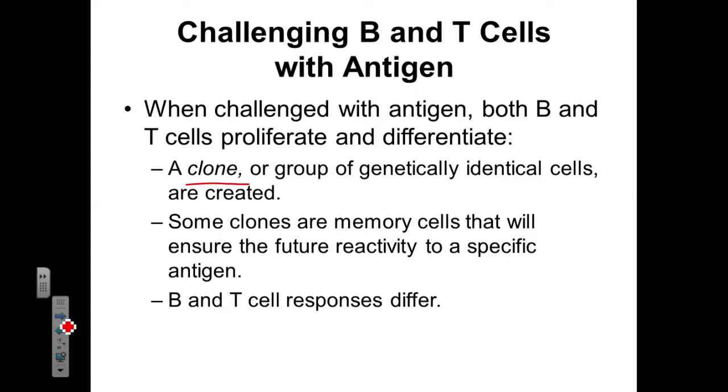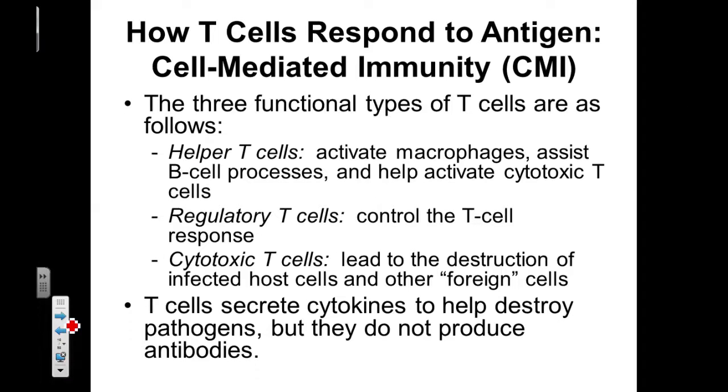Some of those clones are going to be turned into memory cells. Some of those clones are then going to be further differentiated depending on if it's a B or T cell. The responses of our B or T cells differ slightly. They both produce memory cells, but depending on whether it's a B or T cell, there could be additional different cell types produced. So let's talk about our T cells.